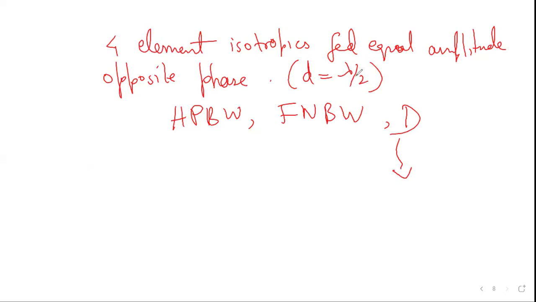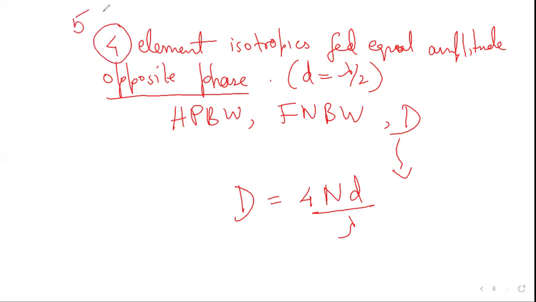Directivity for an end fire. This is called an end fire because you're feeding it opposite in phase. The directivity will be different. It will be 4 times ND by lambda. Okay, 4 times ND by lambda. All right. This I will give you the solution, but for your exam, please change the number of elements to 5 and 6 and practice. Give it equal amplitude, equal phase, equal amplitude, opposite phase, and practice this. Are you understanding? All right.